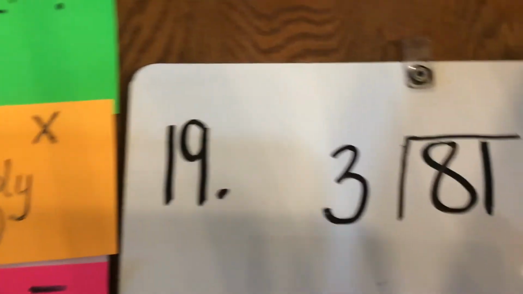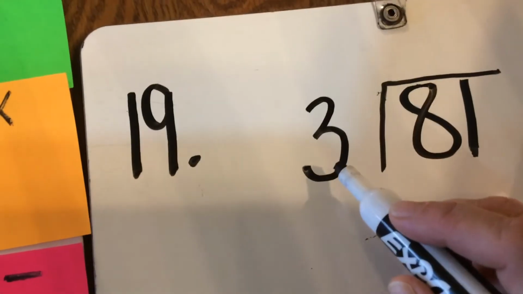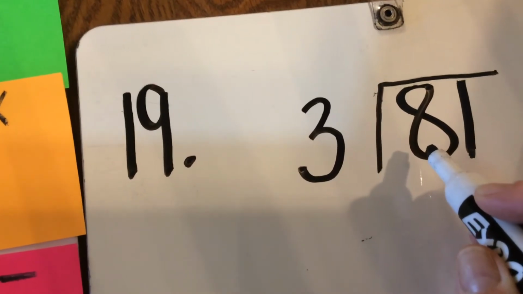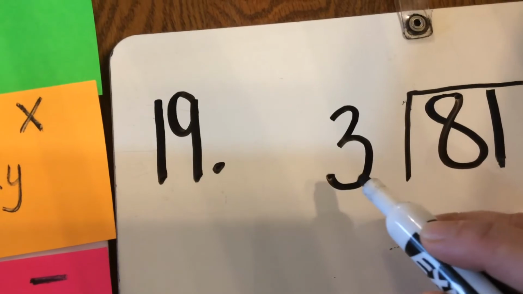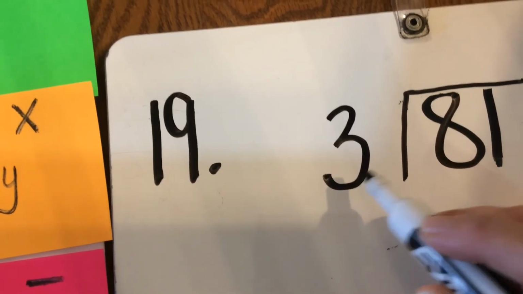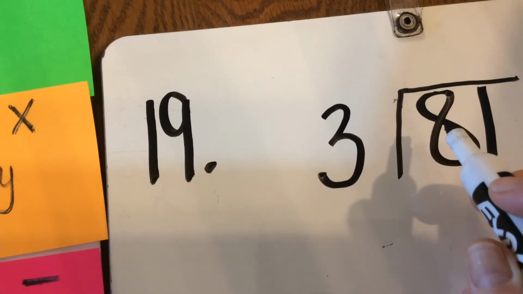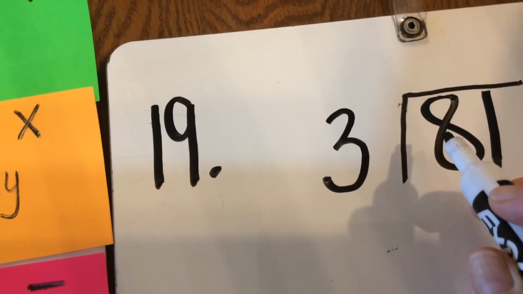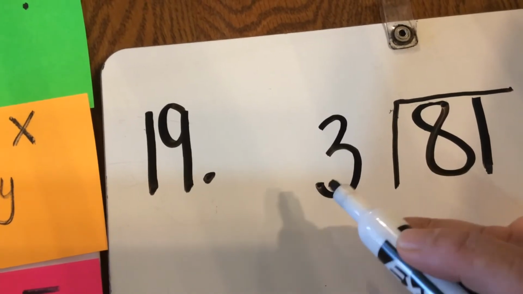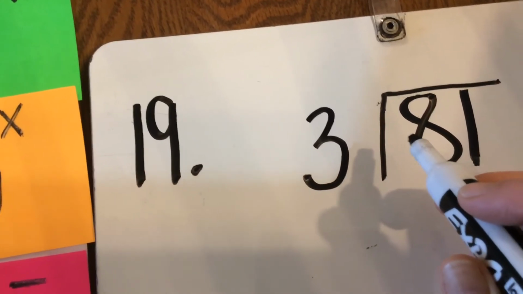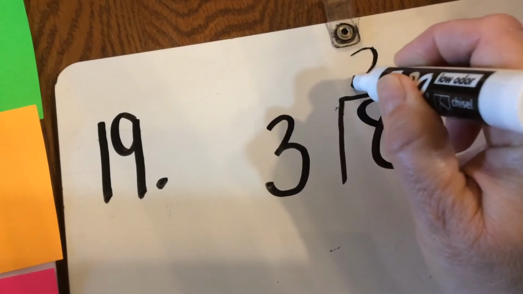And this is your number 19 on your homework. Hopefully I can do this and hold this at the same time. But 3 goes into 8. How many times? That means multiplying it. Well, we have 3, and then we have 6. That still fits in the 8. But if we go 3, 6, 9, 9 does not fit in 8. That's too big. So it only goes 3, 6, that's 2 times. So we're going to write a 2 right here.